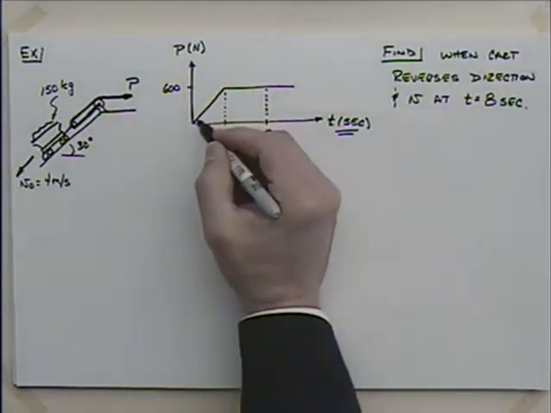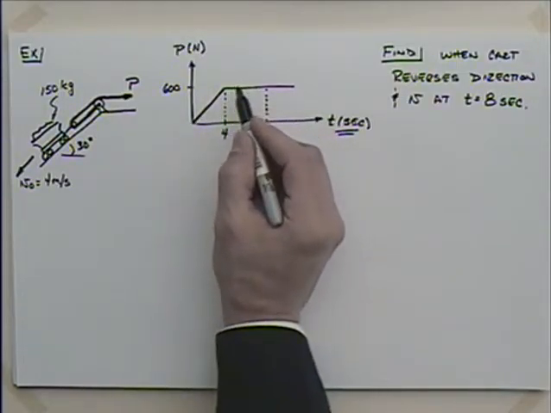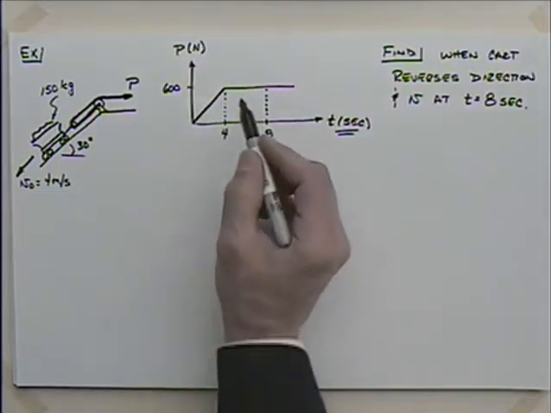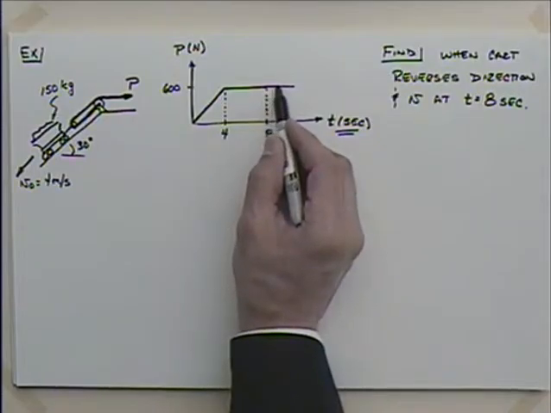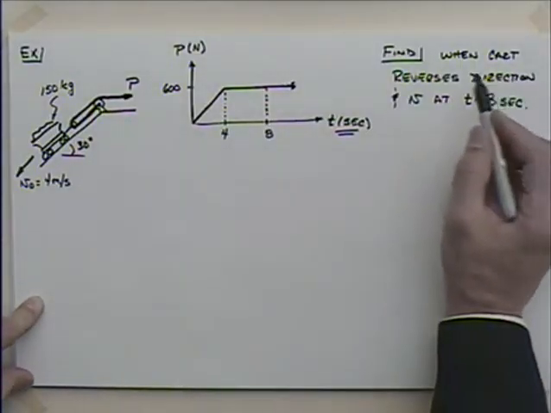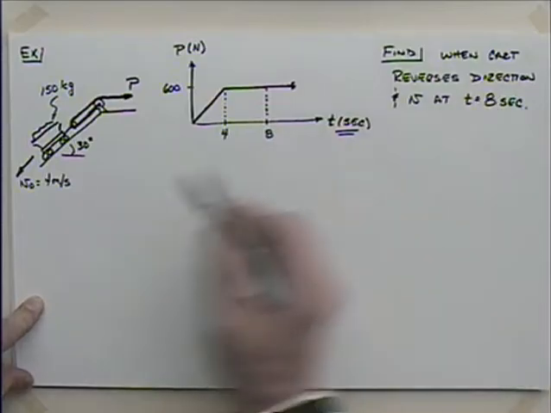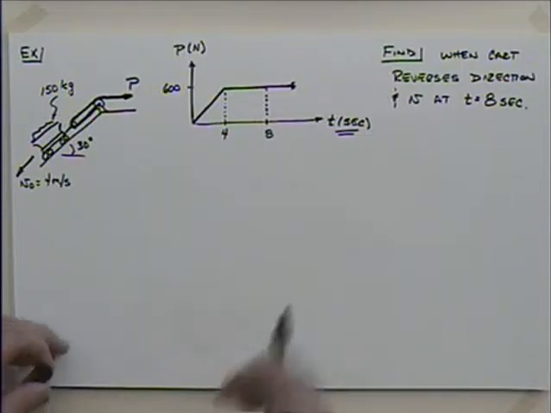And looking at this graph, it looks like P increases from 0 up to a maximum value of 600 newtons over the first 4 seconds, and then maintains that 600 newtons for the rest of the time. And what we'd like to do then is ask the question and find the answer when the cart reverses direction. So it looks like this thing's heading back down into the mine shaft, which is not good. We're trying to pull that valuable ore out. So we wonder when it reverses its direction. And then also what its velocity is at t equals 8 seconds.